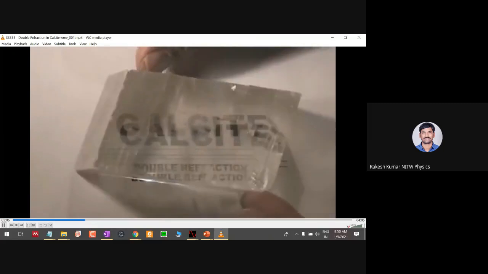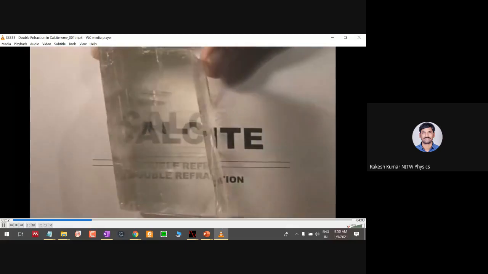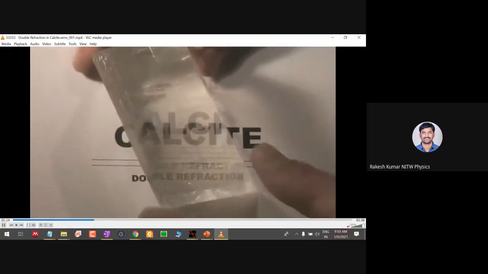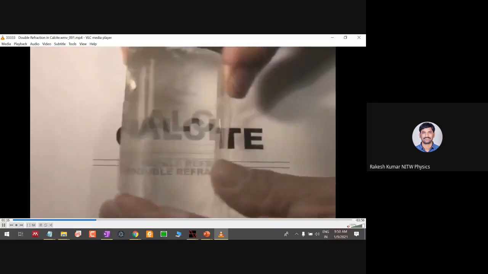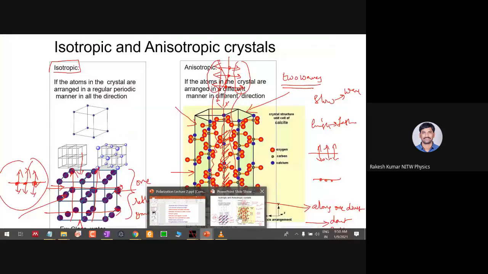What is your observation? One image is fixed, and one image is rotating. Now you can see even in the other direction you are getting double refraction. Okay, so that's fine. I hope I'm clear with double refraction now. We'll proceed further, and we'll come back to the video again, not an issue.